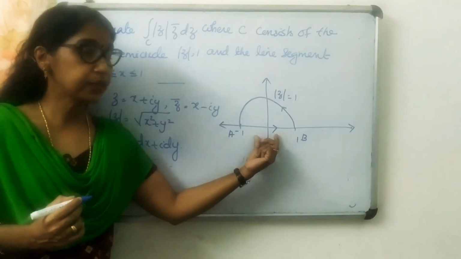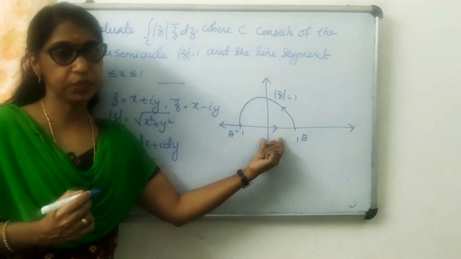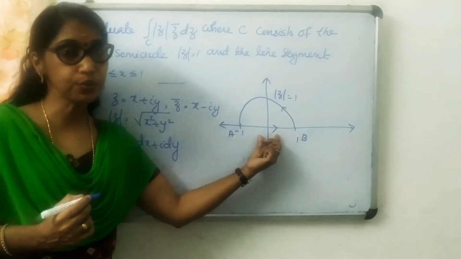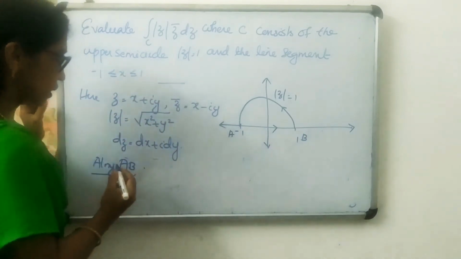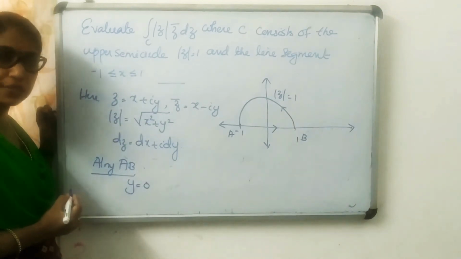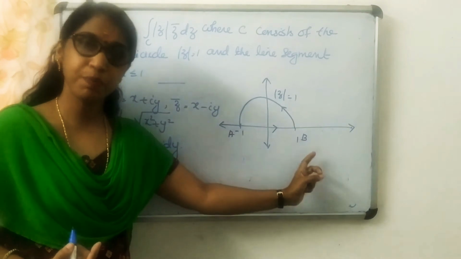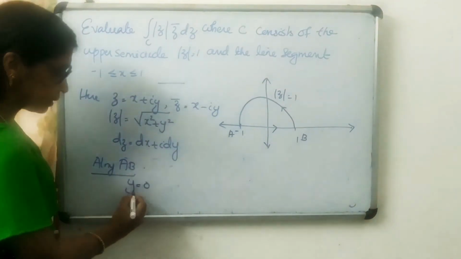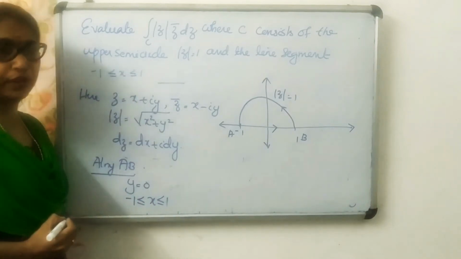In this line segment we have y is equal to 0 because this is the x-axis. Equation of x-axis is y is equal to 0. So along AB we have y is equal to 0 and the variation of x is from -1 to +1. So I am writing here -1 less than or equal to x less than or equal to 1.